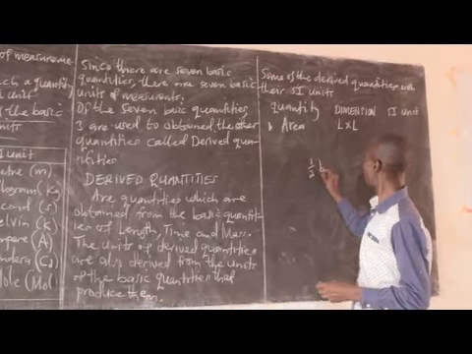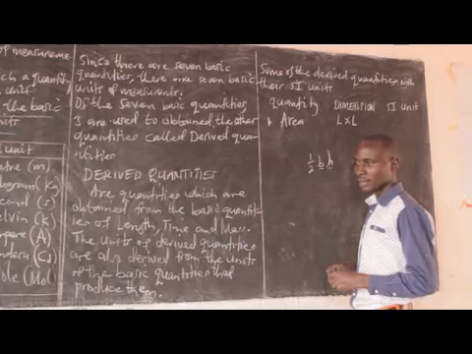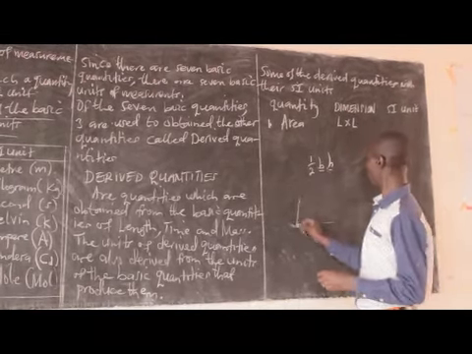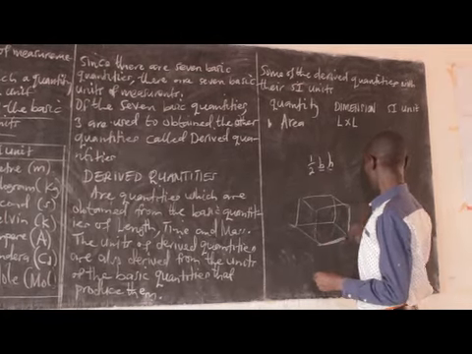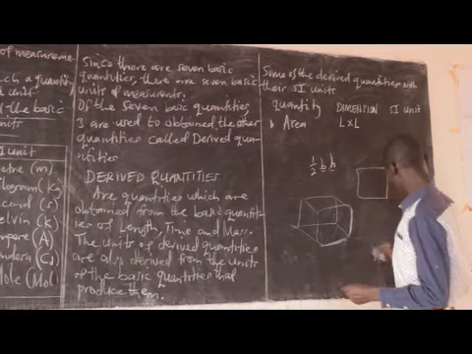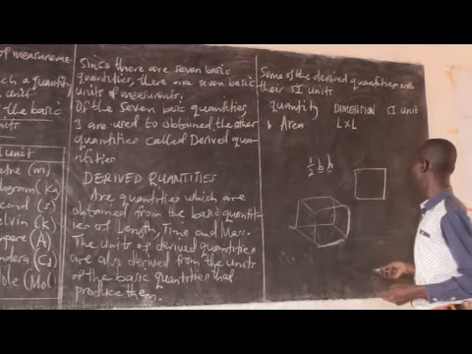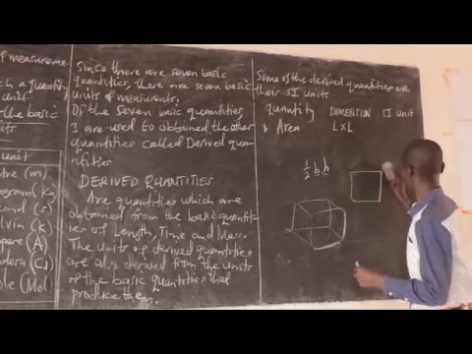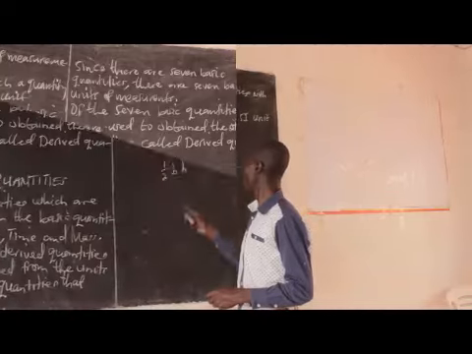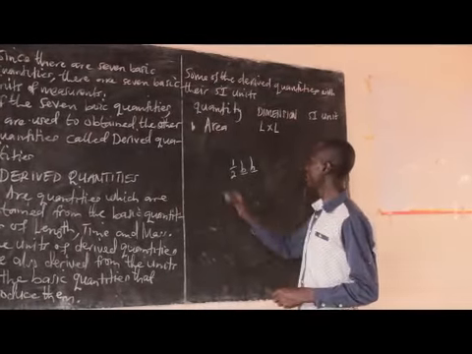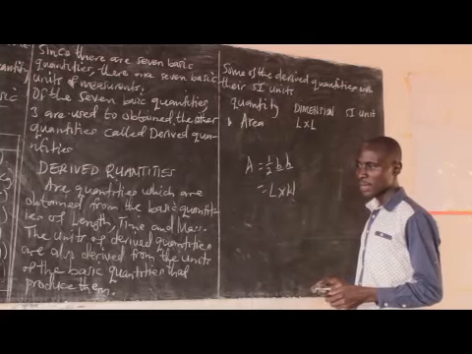It may be a half base times height, half b h. This base is a length. This height is a length. If I have a rectangle, this is base, and this is a width, or a height. So this figure has a base and a height. You can see that this base is a length and height is a length. This is one of the formulae for area. It may be length times width. This length is a length and width is a length.